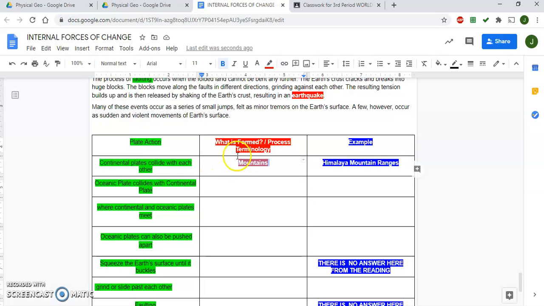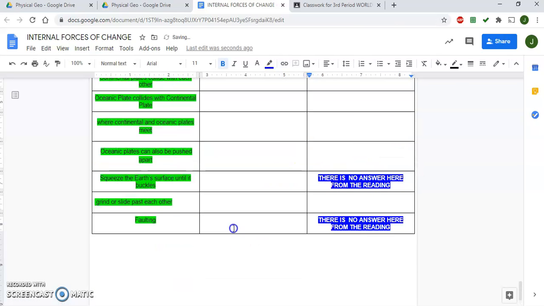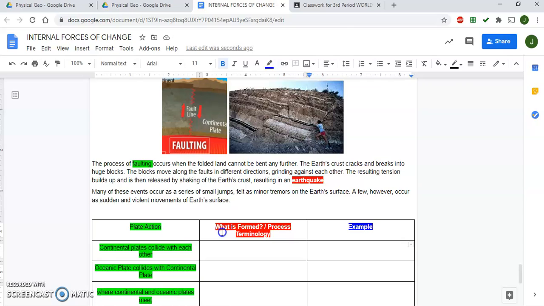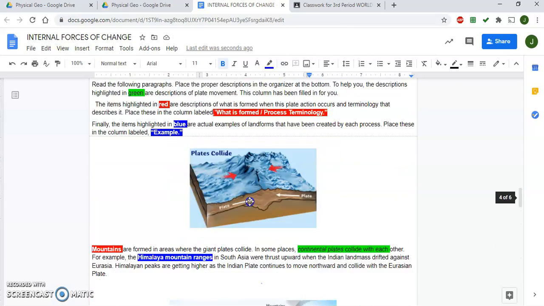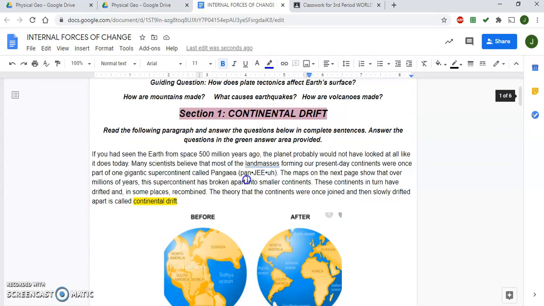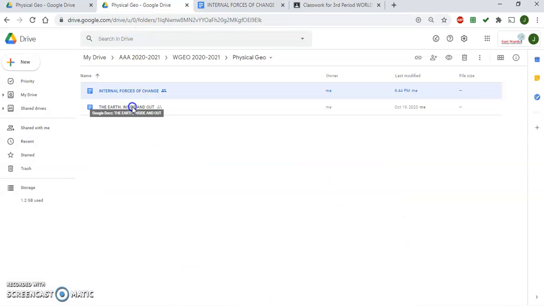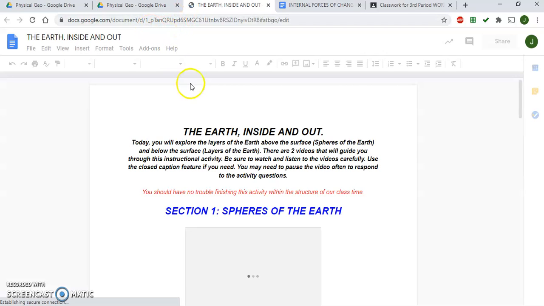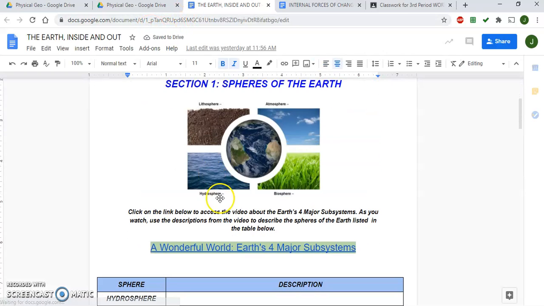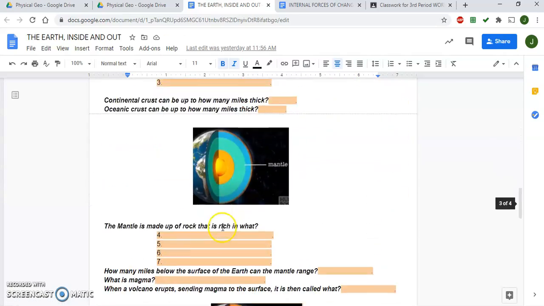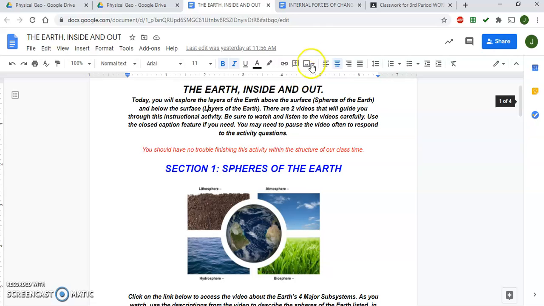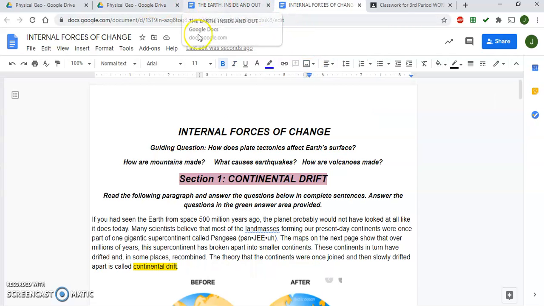If you look at it, it looks like a lot, but it's really not that much. Oops, let me get rid of that. So that's not in there anymore. Very cool. And that is this activity that you're going to do today. When you get done with this activity, if there's anything that you need to finish from the previous day's activity, which was titled The Earth Inside and Out, the one with the spheres of the earth and the videos, please go ahead and finish that up after you're done with internal forces of change.